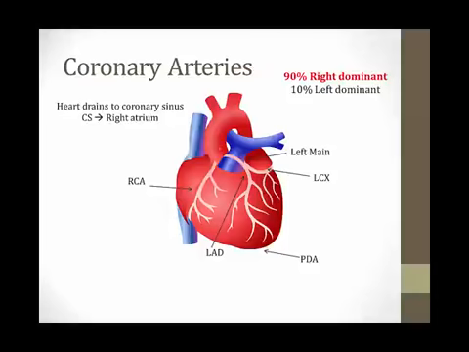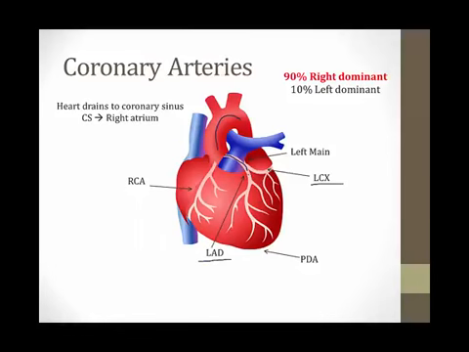If we look at the picture on the screen, this red structure here that I'm drawing a line through with my pen is the aorta. Coming off of the aorta are two vessels that supply blood to the heart. The first one is called the left main coronary artery. It bifurcates into two vessels, the LAD, the left anterior descending coronary artery, and the left circumflex coronary artery.